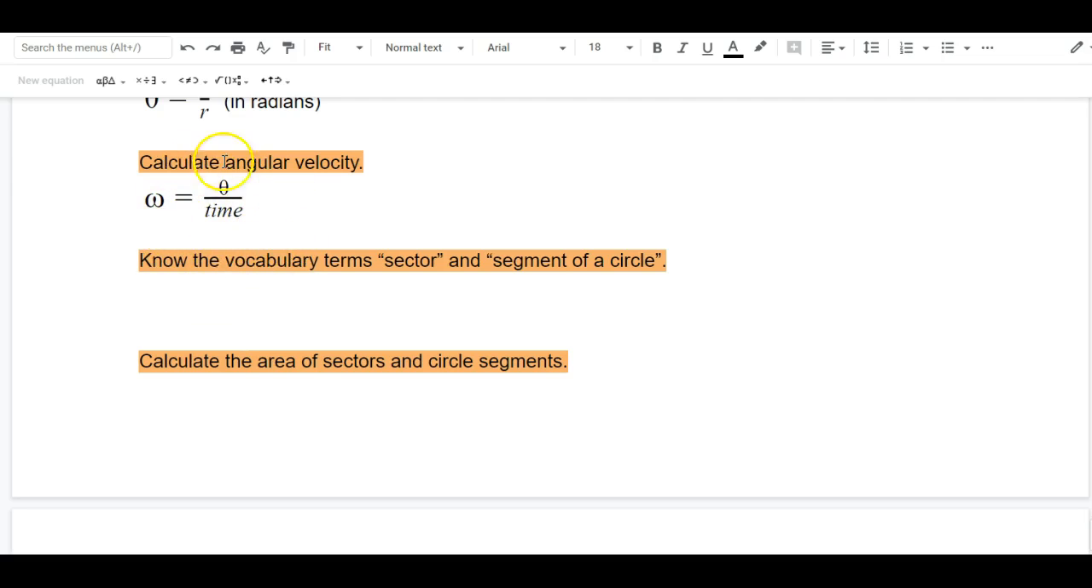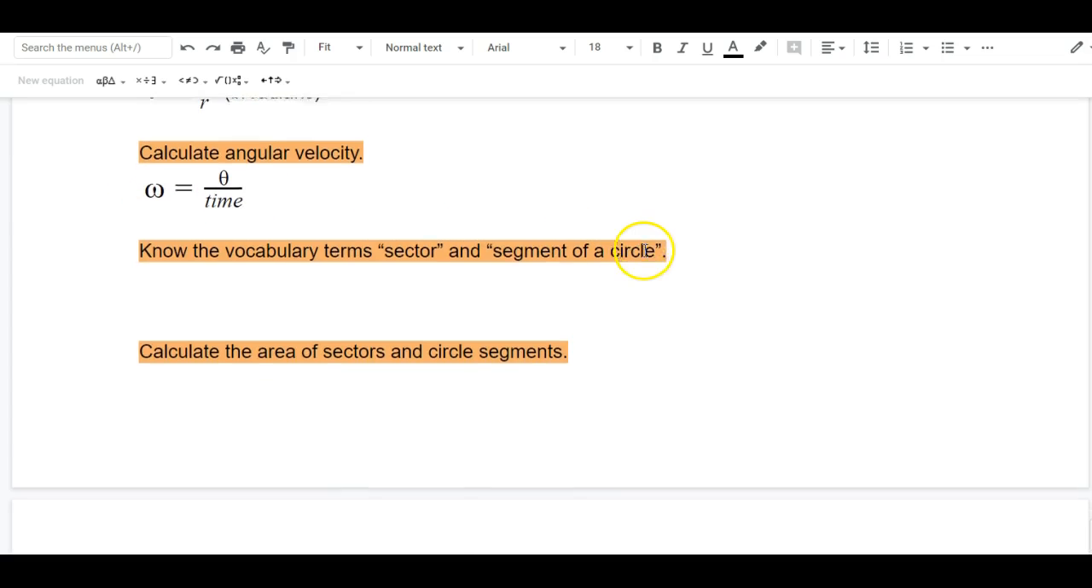So it can be a lot more than, say, 360 degrees or 2 pi radians. But basically, you're going to put in the angle, whatever the angle is, theta, over however much time you have there. And that's our formula for calculating angular velocity.